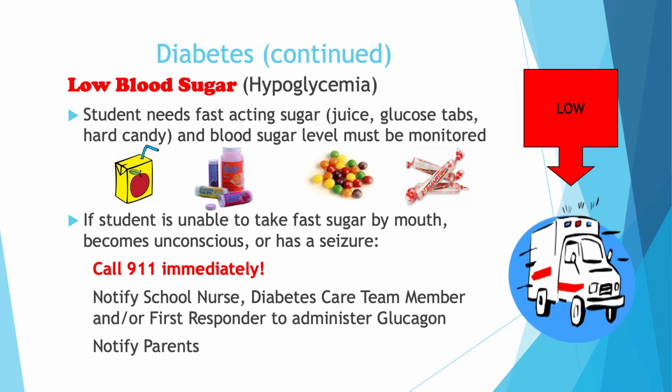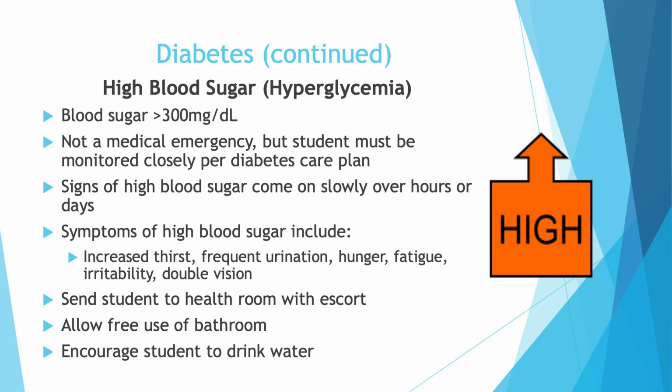If a student is unable to take anything by mouth because they are unconscious or having a seizure, call 911 and notify the school nurse, diabetes care team, and/or first responder. Please remember to include the student name, location, and description of the event.